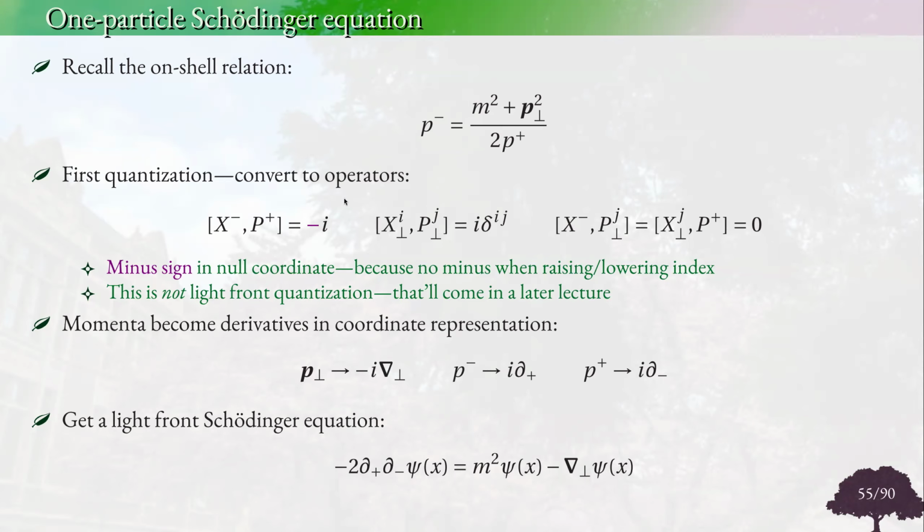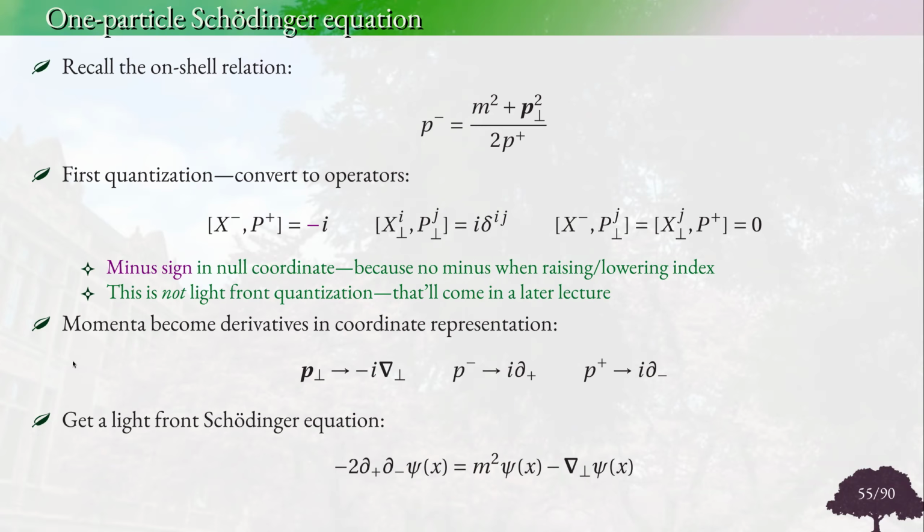It's not conceptually important, but when you're working out all the algebra, you want to avoid sign mistakes, so it's important to notice this from the start. And of course, you have that the non-equivalent components, say commutator of x minus with p perp, commutator of x perp with p plus should be 0.